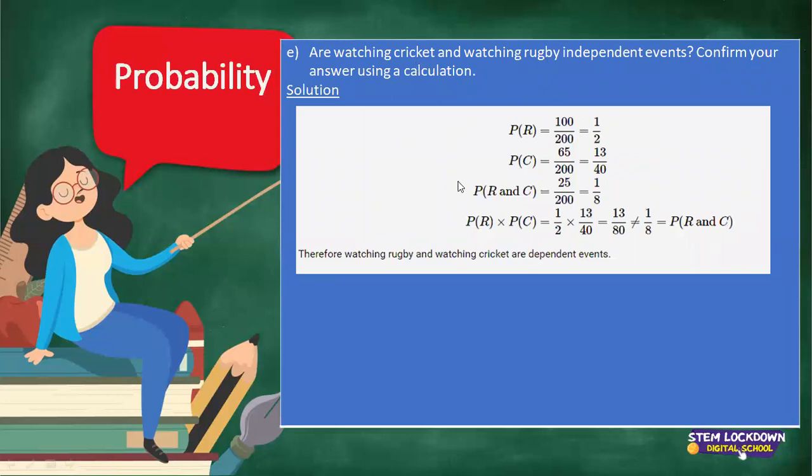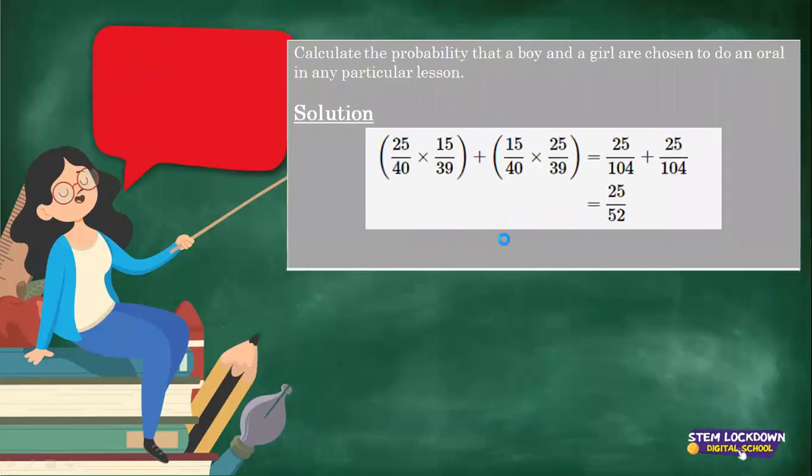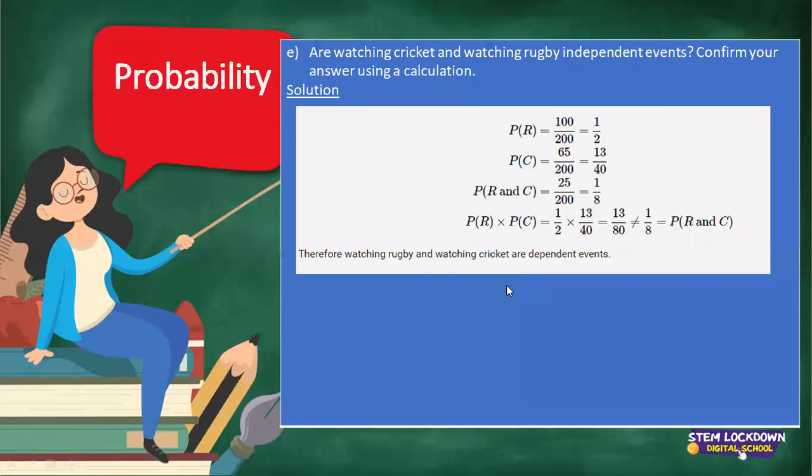Rugby and what? Cricket. For the probability of cricket we add together 25, 35, and 35. That gives 65 over 200, and we multiply them together and see if they are equal. So we're saying the probability of rugby is 1 over 2, the probability of cricket is 13 over 40. So 1 over 2 times 13 over 40 is not equal to 1 over 8, because 1 over 8 is the probability of cricket and soccer at the same time.